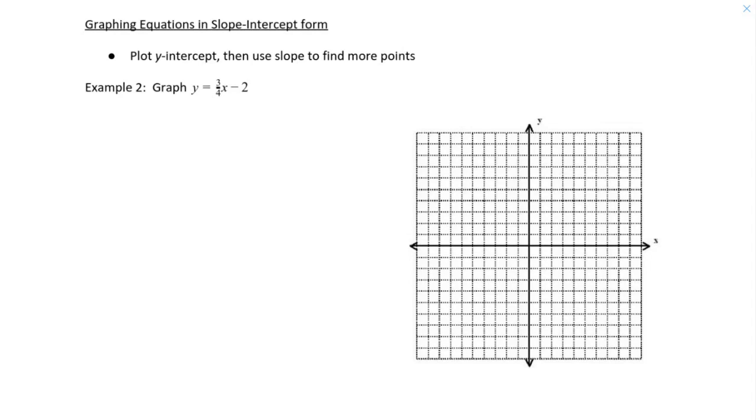So in this problem, you can see that we want to graph y equals 3/4 x minus 2. What we're going to do when we graph in this form is start with our y-intercept, and then use our slope to find more points to be able to actually plot our line.